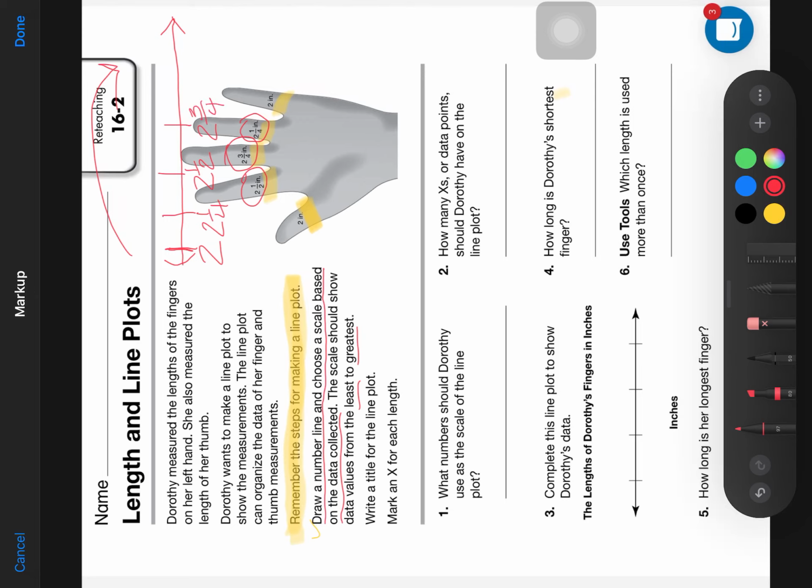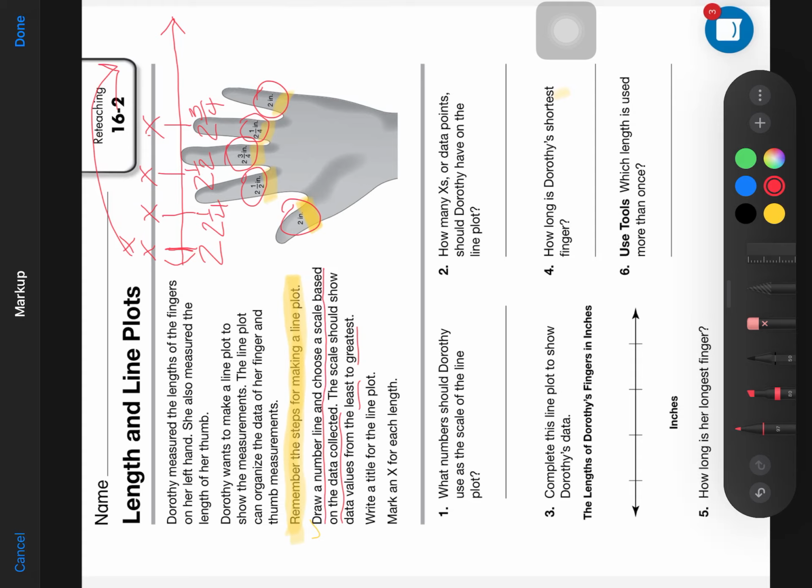Okay, so how many fingers are 2 inches? I'm going to put 2 X's here for 2 inches because her thumb and her pinky are both 2 inches. And then 2 1/4. How many fingers does she have that is 2 1/4 inch? So I have 1. And how many fingers does she have that's 2 1/2 inches? 1. And how many fingers does she have that's 2 3/4 inches? 1. So that is our line plot for the lengths of her fingers and thumb.